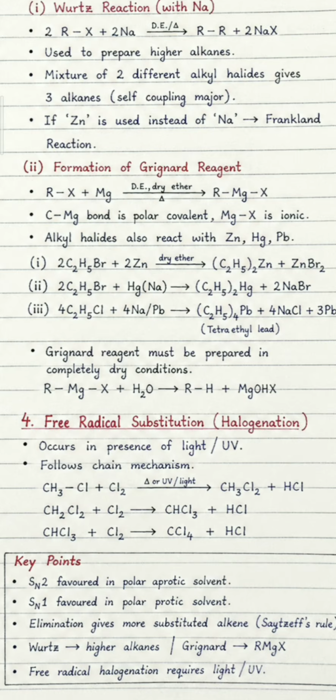And next one is SN2, favored in polar aprotic solvents. What is an example of polar aprotic solvent? DMSO, etc., which do not easily donate the proton. SN1 is favored in polar protic solvent, for example H2O, CH3OH. Next one, elimination gives the more substituted alkene, Saytzeff rule. Wurtz reaction is used for formation of higher alkanes. Grignard reagent means RMgX. Free radical halogenation requires light or UV.